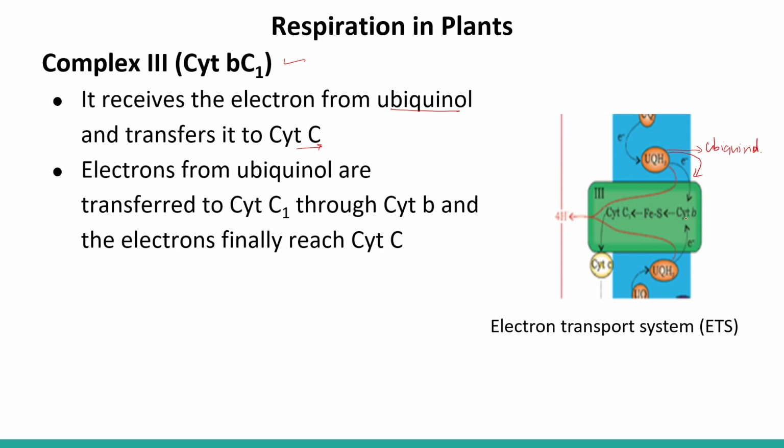Alright, and what does it do? It transfers electrons to cytochrome B, and finally electrons are transferred to cytochrome C1. So complex 3 is cytochrome BC1. Why? Because from ubiquinol, electrons are transferred to cytochrome B. From cytochrome B, electrons are transferred to cytochrome C1, and from cytochrome C1, electrons are transferred to cytochrome C.